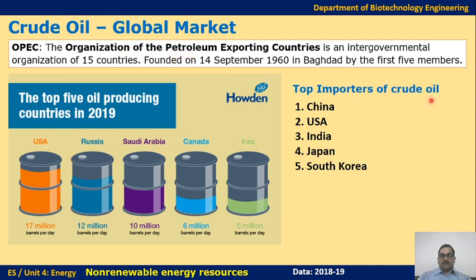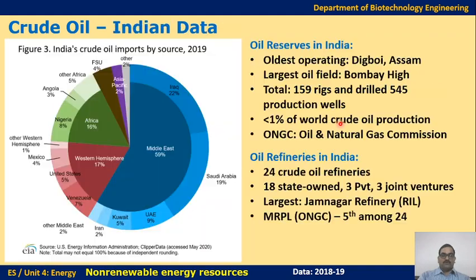Top importers of crude oil, and India's position. Looking at the global importers from these producers, China is importing the most oil, number 1. Second is the USA, then India, Japan, South Korea. Now India is the third largest importer of crude oil. Now let's look at the scenario of how we are procuring it.